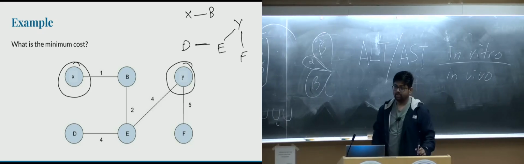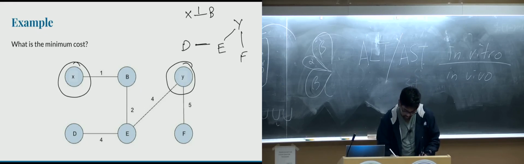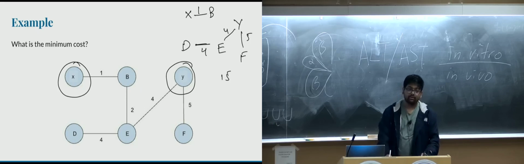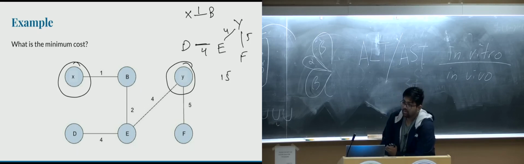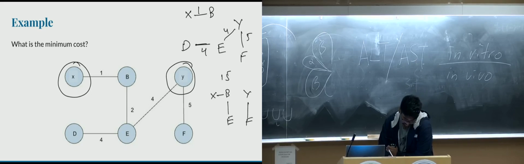This is valid, right? Everything is connected to either X or Y. So what is the cost in this case? This is 1, this is 4, 5, this is 4. So it will be 15. Can we do better? Yeah, tell me. EY with EB, okay? So you are saying to go like this. But you also need to connect D, right?